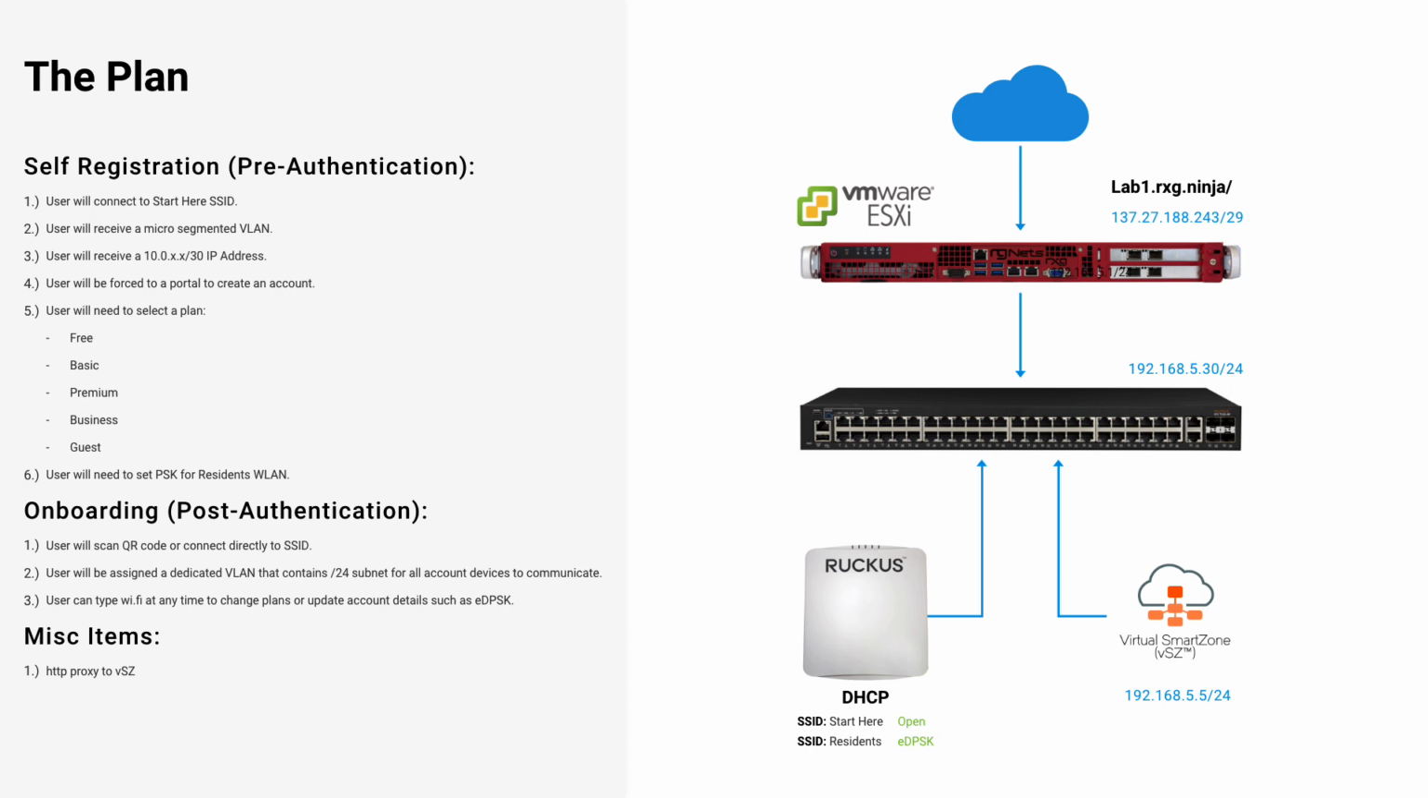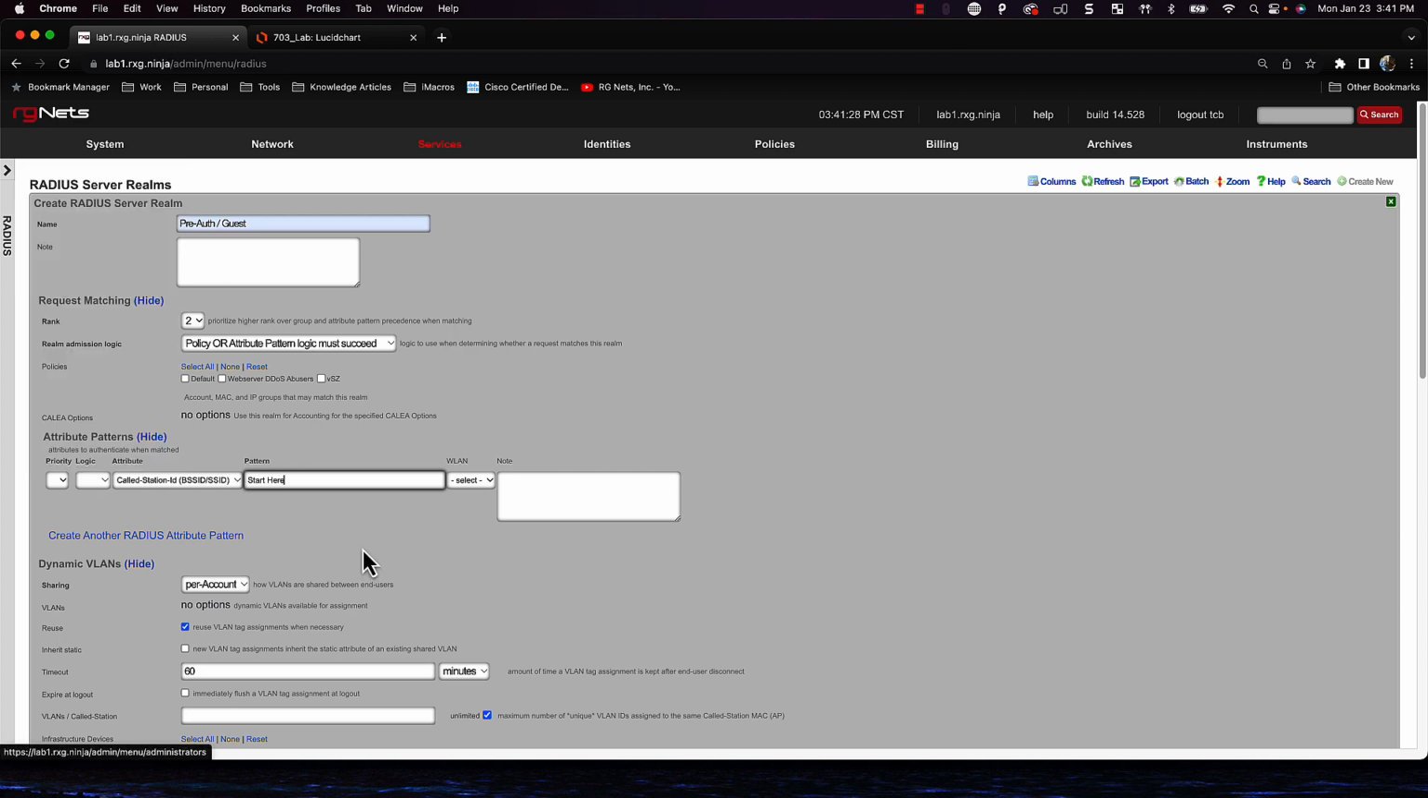So basically, the start here SSID is just kind of a configuration SSID to get their account built. And then once they have their account built and they have their PSK created, then they'll go to the residence SSID, and they'll stay on the residence for that device and all their other devices. So that's why there's two SSIDs configured here. So the first one is going to be start here.